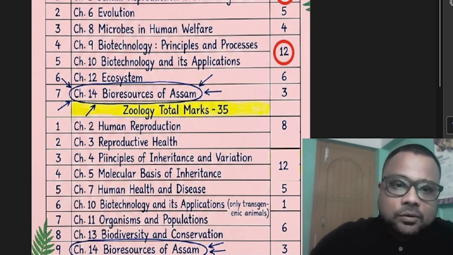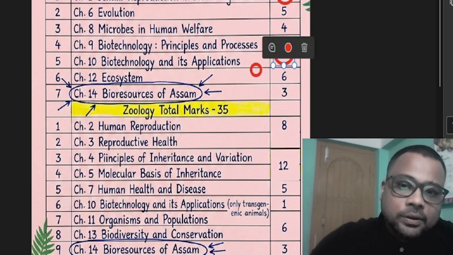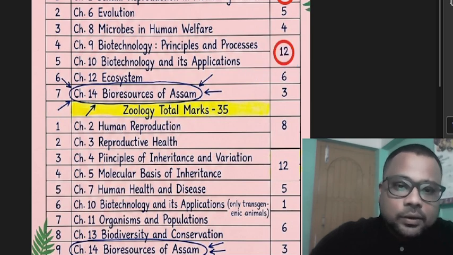Next comes the ecosystem. The chapter itself is not that long as compared to other chapters like sexual reproduction, evolution, biotechnology applications. But despite being a small chapter, a 6-mark question is directly asked from here. This is a very, very scoring unit, right?